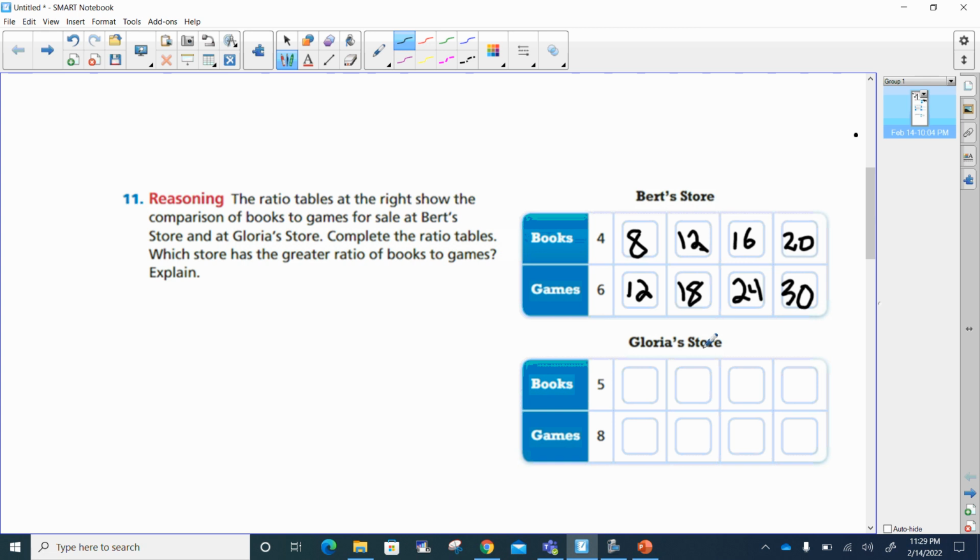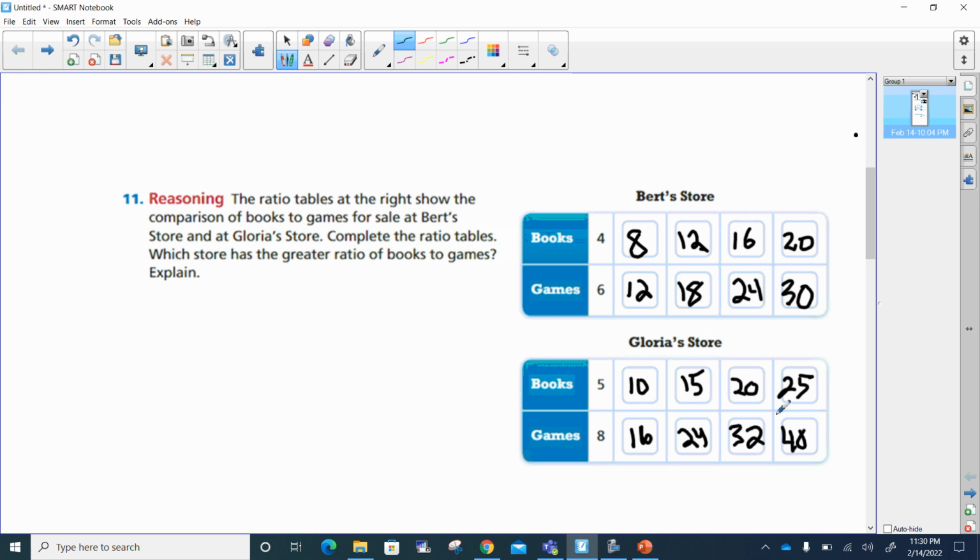Now let's look at Gloria's. She has a ratio of 5 to 8, which means when I increase by 5 over here, I'll have 10. And when I increase by 8 over here, I'll have 16. When I increase 5 over here, I'll have 15. And then 5 more will be 20. And 5 more will be 25. When I increase by 8, that's going to give me 24. Increased by 8 again, 32. And increased by 8 again, 40.